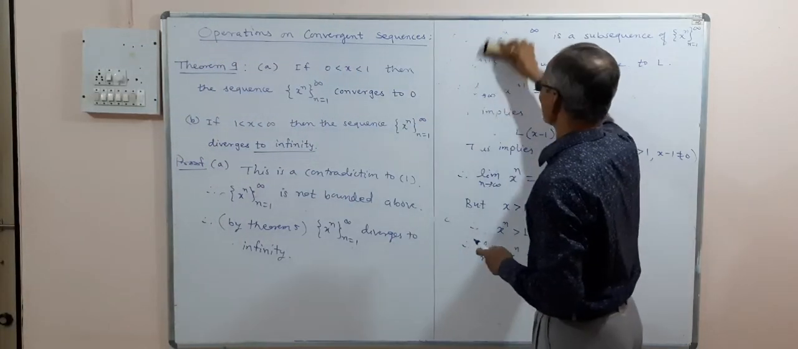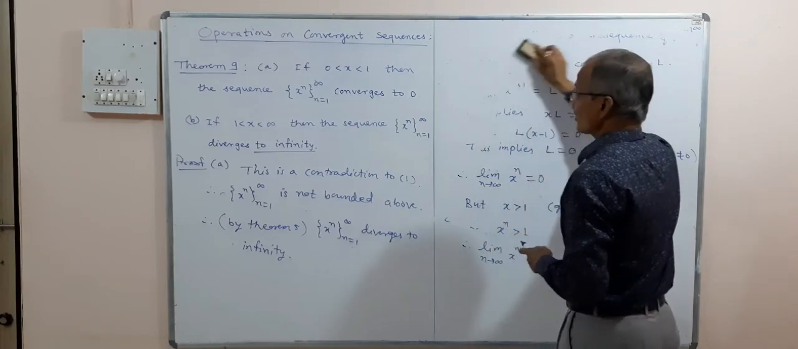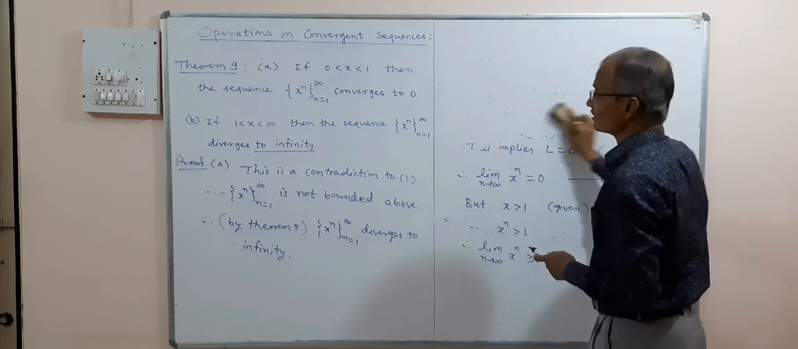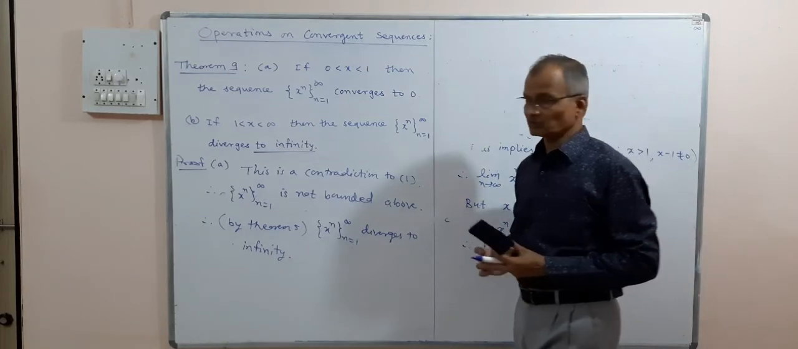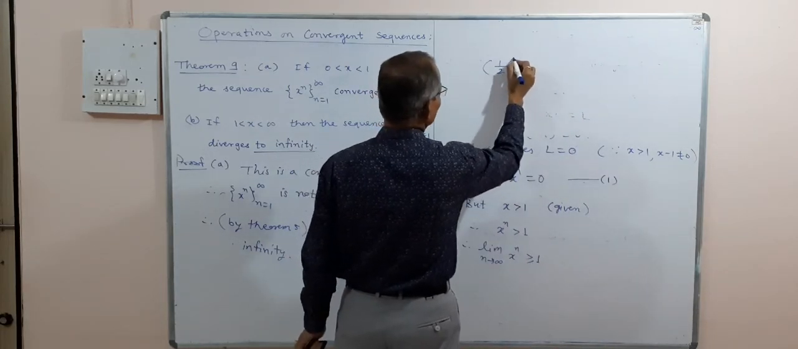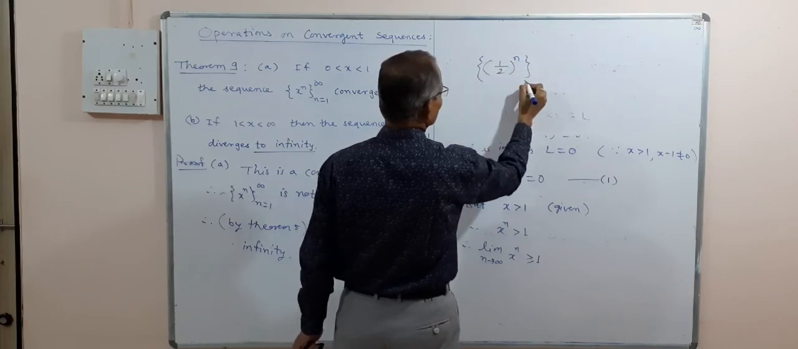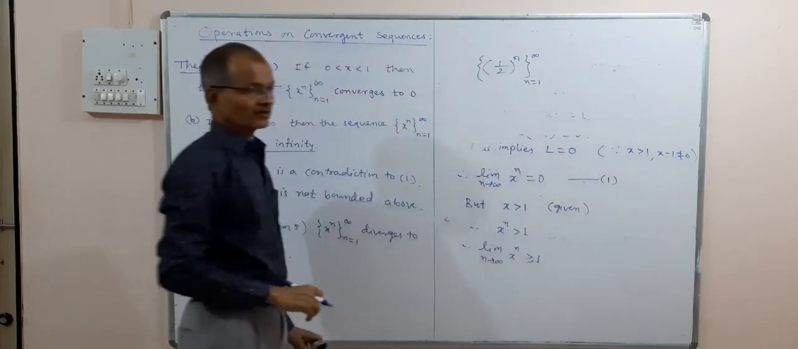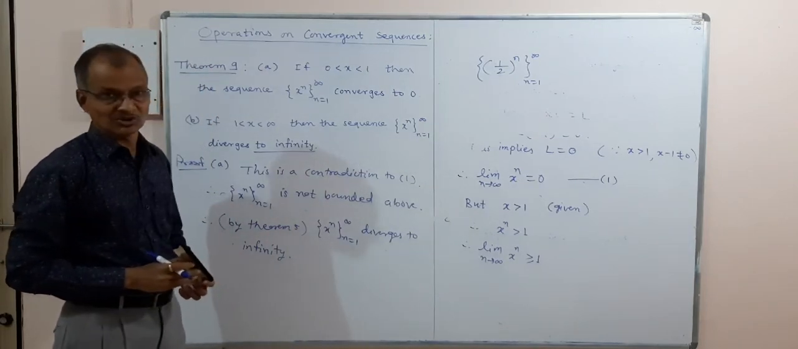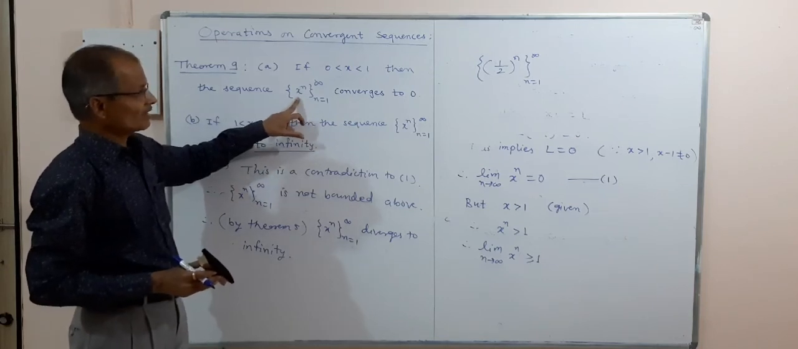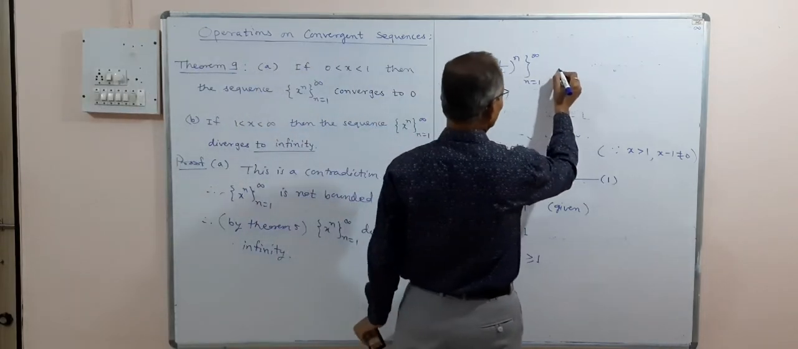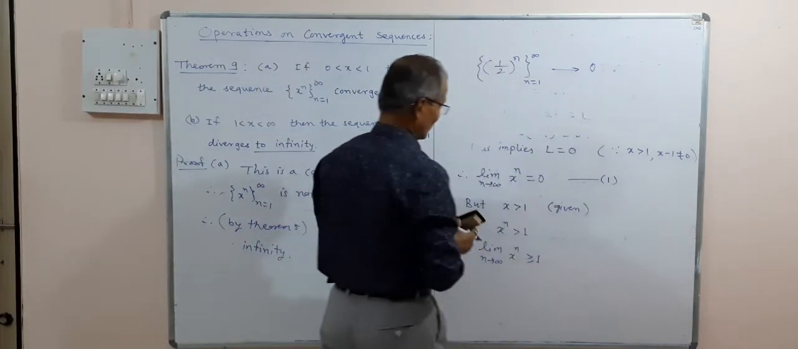For every geometric sequence, if the value of x is between 0 and 1, that is 0 less than x less than 1, then the sequence converges to 0. For example, if you consider the sequence 1 by 2 raised to n, as n takes values from 1 to infinity, then what about this sequence? This sequence is convergent, converges to 0 because of this result. x here is half, and half is less than 1. So therefore this converges to 0 or tends to 0. So that is the meaning.